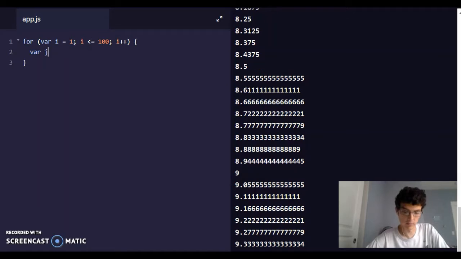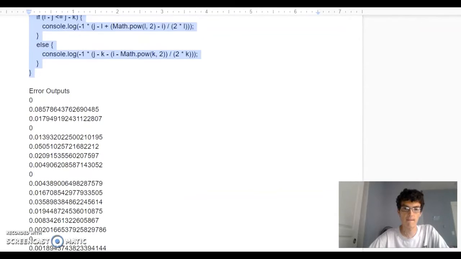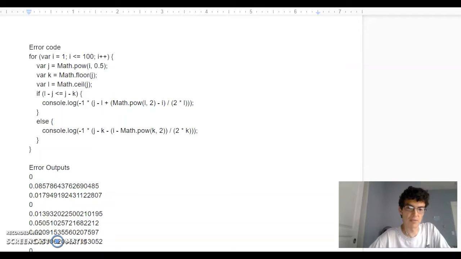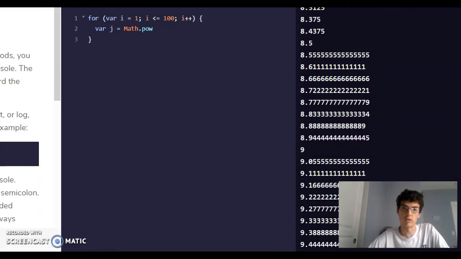Basically the same thing. I probably didn't have to delete that. jmath.pow. Okay, no, screw it. I have the error code right here. Basically the same stuff, except now it returns -1 times j minus L plus L squared minus I all over 2 times L. All that's important is that this code does work.